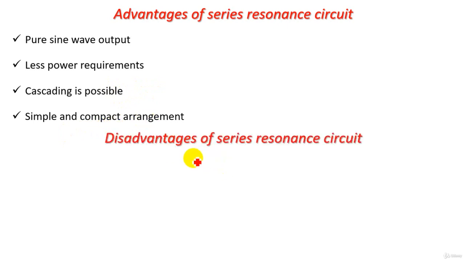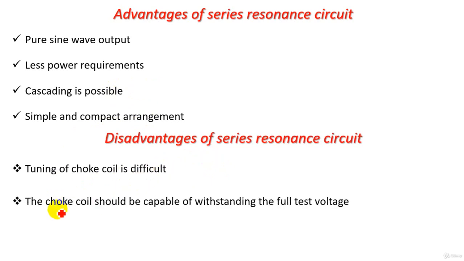Disadvantages of the series resonance circuit. Tuning of the choke coil is difficult. This means that adjusting the coil to make resonance occur is difficult. Also, the choke coil should be capable of withstanding the full test voltage, so this coil will have special specifications to withstand the full high test voltage. So this is a complete understanding of a resonant transformer for producing high voltage AC at power frequency.